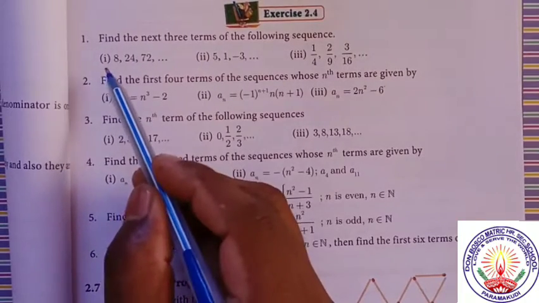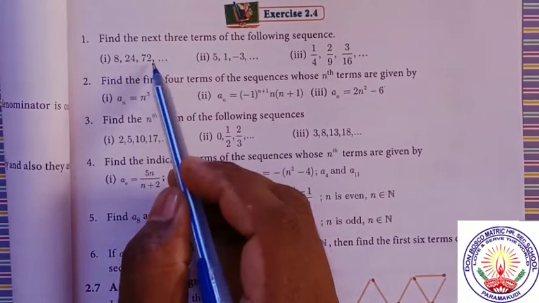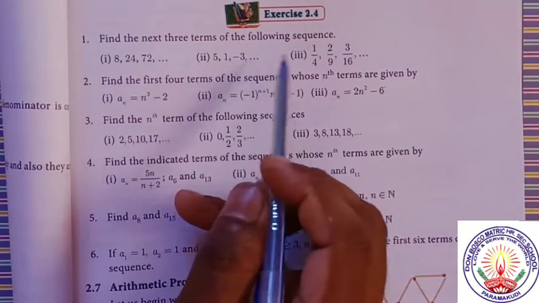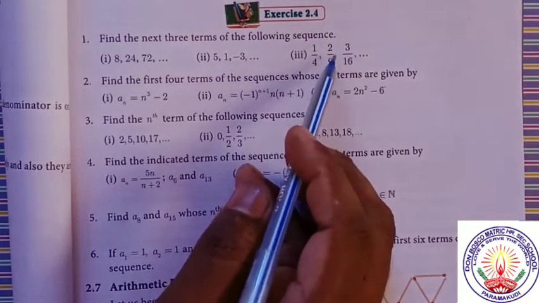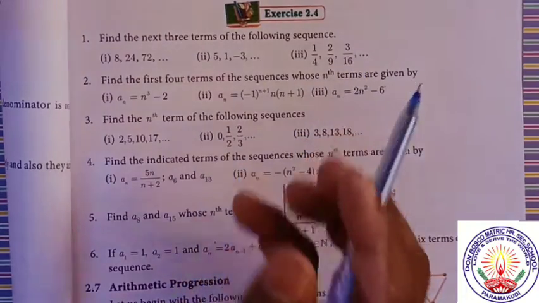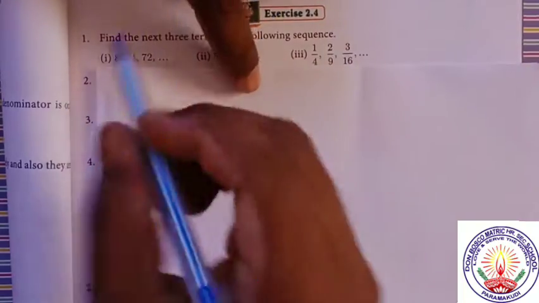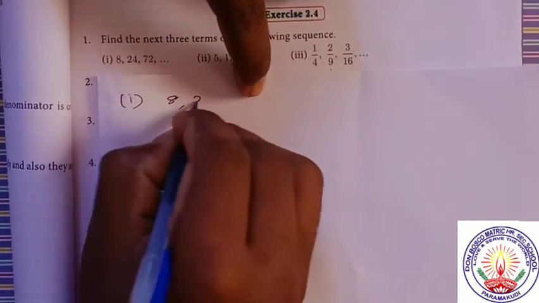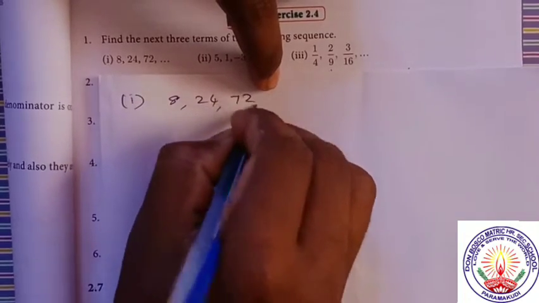Subdivision number 1: 8, 24, 72, etc. Number 2: 5, 1, minus 3, etc. Number 3: 1 by 4, 2 by 9, 3 by 16, etc. The question number 1: 8, 24, 72, etc.